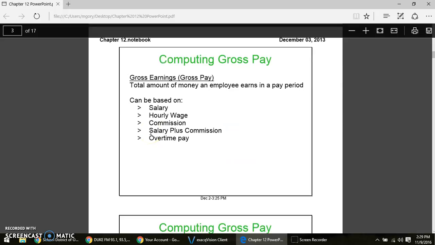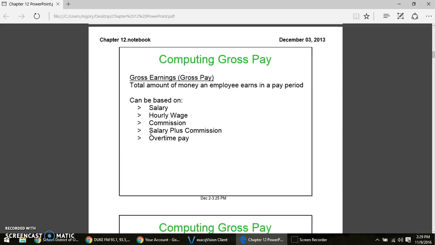All right. In one of the previous slides, we saw gross pay. If we are going to compute gross pay, that is all earnings before any deductions have been taken out. So it's the total amount of money an employee earns in a pay period. This can be based in a couple of different ways. It could be based off of a salary. Salary means that you are paid X amount of dollars no matter how many hours you work. It can be based on hourly wage, which means an employee gets paid X amount of dollars per hour worked.